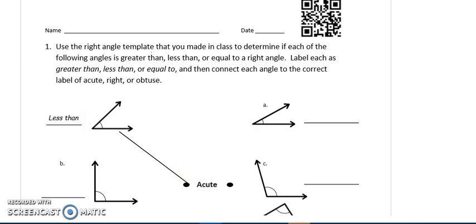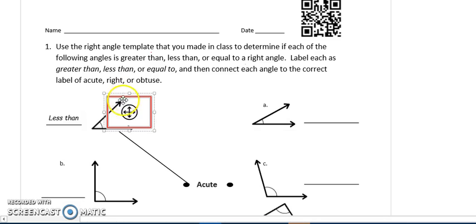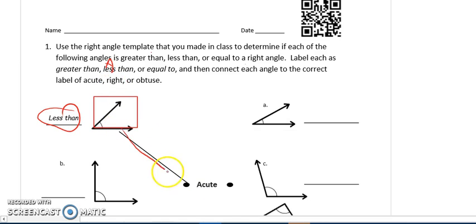So if you take the corner of your paper and you try to place it into the vertex of the shape, you will see that this is actually less than a right angle. So they wrote less than, and we know anything less than a right angle is acute. So I'm going to write a letter A for acute. Acute goes with less than, so they drew an arrow to this dot.